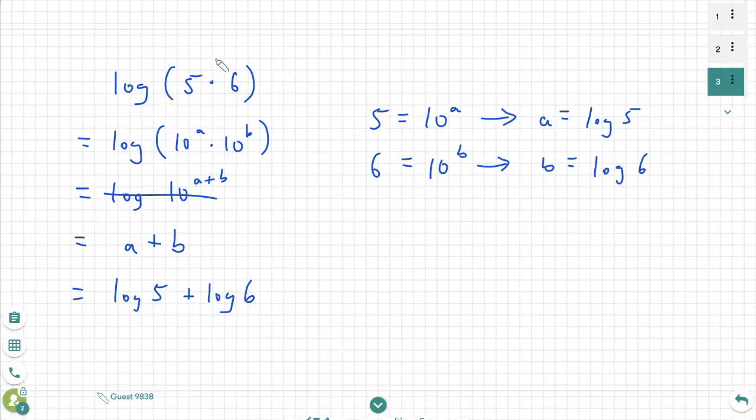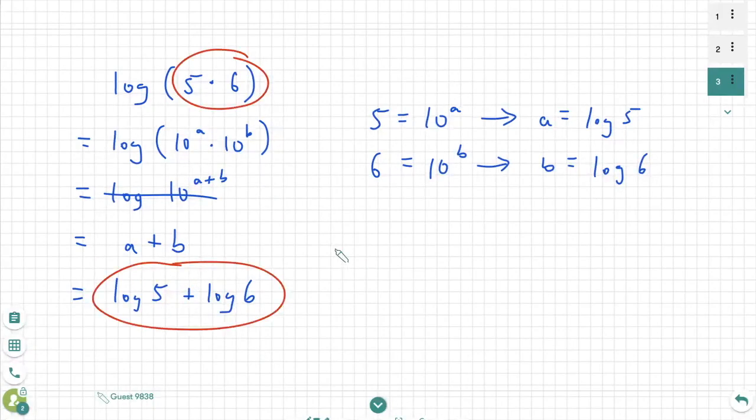Overall, if you're taking the log of a product, you'll end up with separate logs of the factors that are added together. That makes sense. So that's where this multiplication rule comes from. All right. Logs.